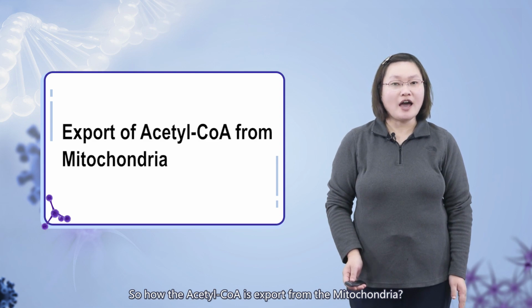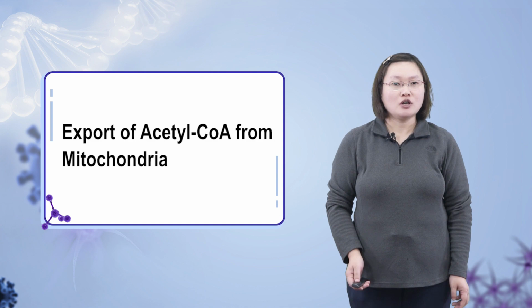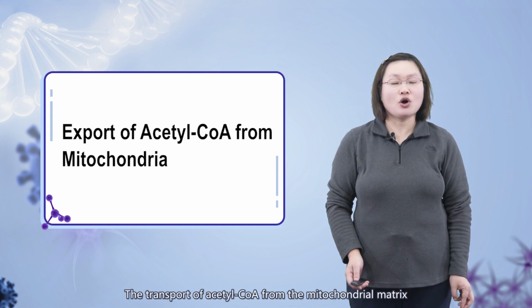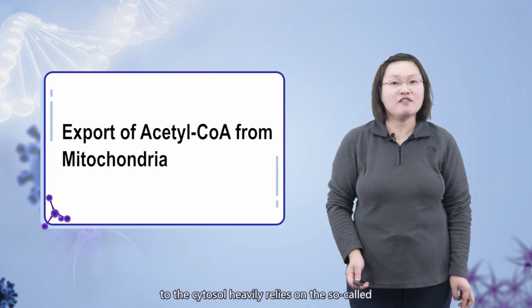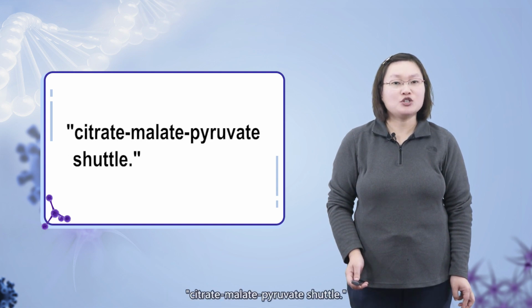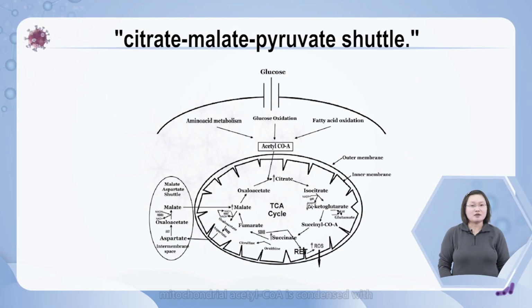So, how is acetyl CoA exported from the mitochondria? The transport of acetyl CoA from the mitochondrial matrix to the cytosol heavily relies on the so-called citrate-malate-pyruvate shuttle. In this context, mitochondrial acetyl CoA is condensed with oxaloacetate by citrate synthase, the first enzyme of the TCA cycle, generating citrate and free CoA.